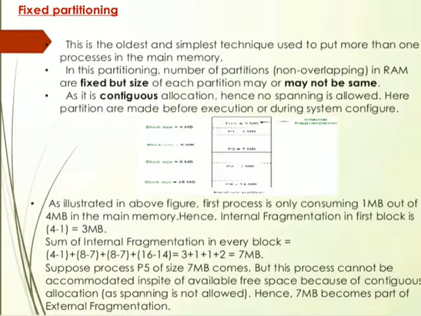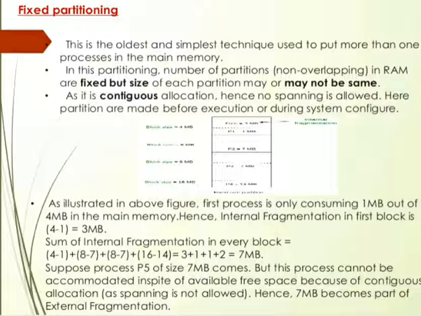What is fixed partitioning? Fixed partitioning, also called static partitioning, means the main memory is divided into a number of static partitions at system generation time. It can be allocated in equal size partitions or unequal size partitions. In the above example, the process is consuming only 1 MB out of 4 MB in the main memory. Now 3 MB of memory is unused in the main memory.